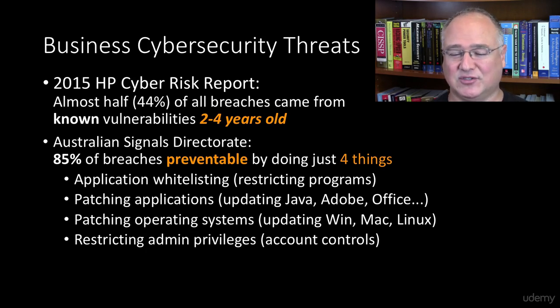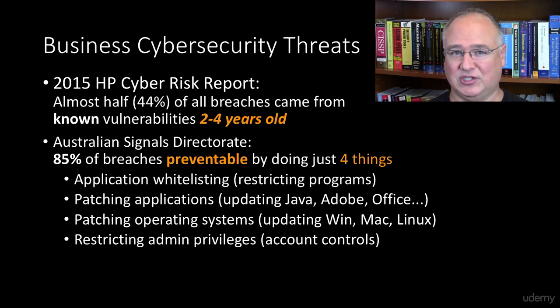In fact, the Australian Signals Directorate, that's like the Australian NSA, found that 85% of breaches were preventable in a certain year. And I think this applies almost all the time, just by doing 4 things. That's application whitelisting, so restricting which programs can run on your computer, not installing new software all the time, and putting in place measures that will keep new software from installing itself. Then patching applications. That means updating Office, updating Java, updating your Adobe Flash or anything else that you may be using.